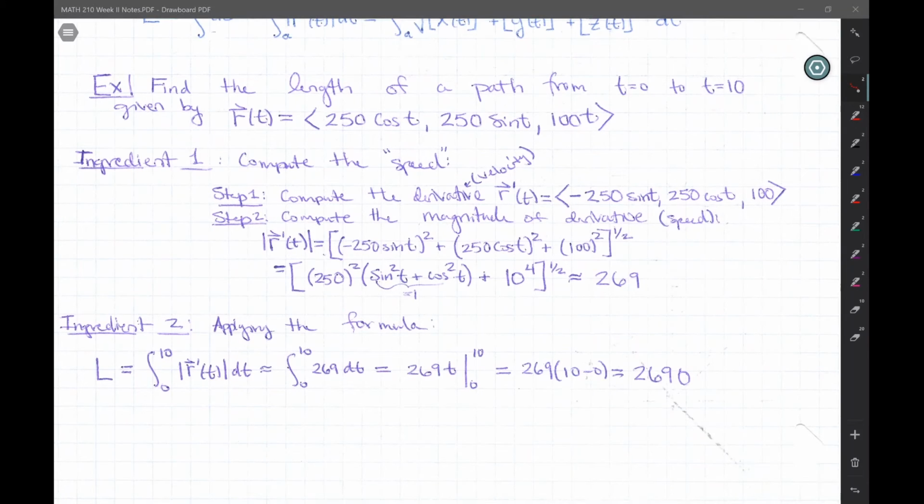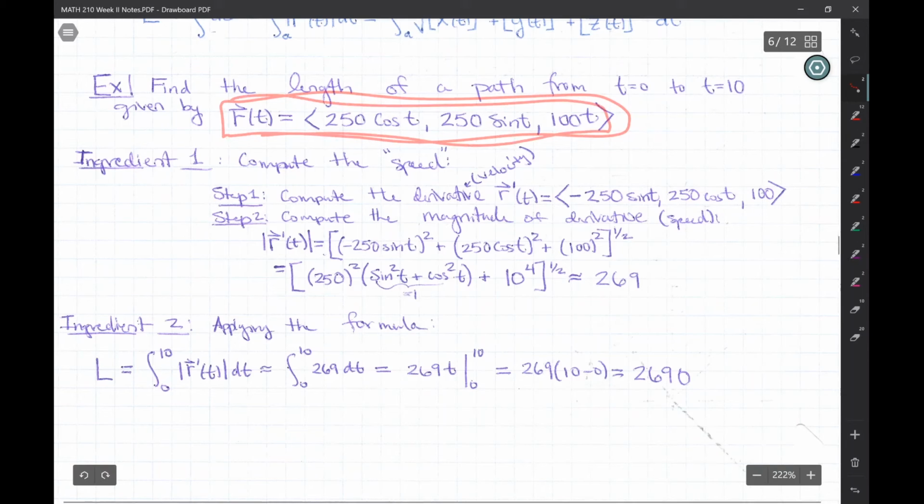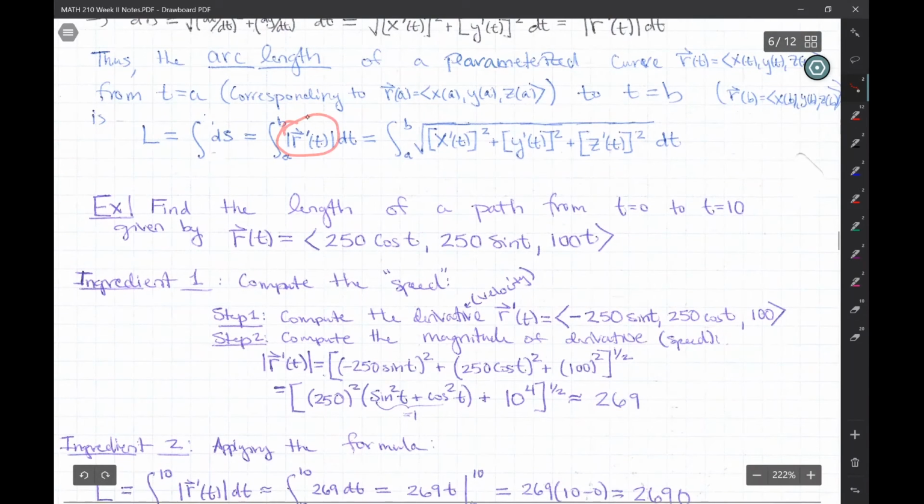So let's apply that formula. In fact, let's use that example that we saw when we first started this video of the motion along that spiral. So we had a position vector that looked like this. And we want to find the length of the path from t equals 0 to t equals 10. Well, one ingredient is the speed here, right? So we're going to find the speed.